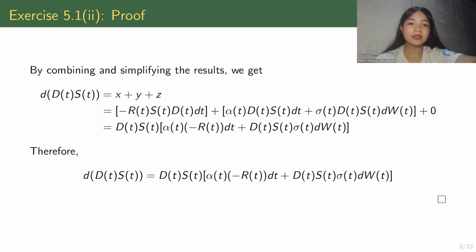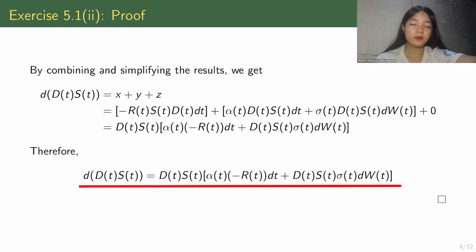So we combine these components to get the final expression: d(D(t)S(t)) equals D(t)S(t) times the quantity of (α(t) minus r(t))dt plus D(t)S(t)σ(t)dW(t).